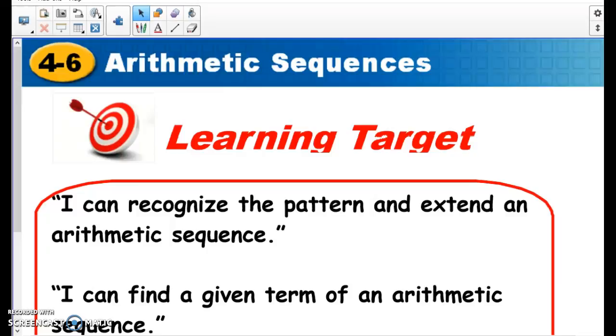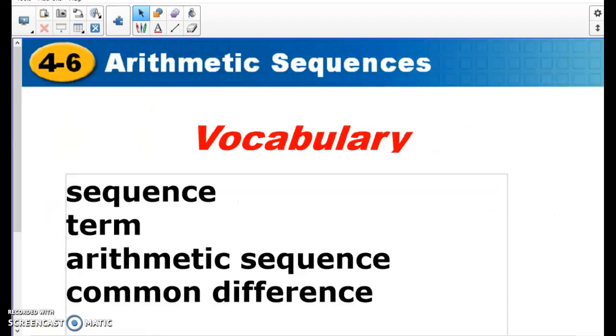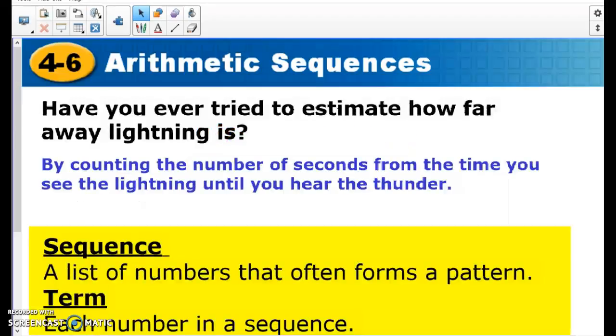Alright, so you might remember this from last year. There's two kinds of sequences that we're going to study with algebra. One is arithmetic and one is geometric. The big difference is how they are defined as sequences. Arithmetic sequences have to be where you're adding or subtracting the same amount every single time.